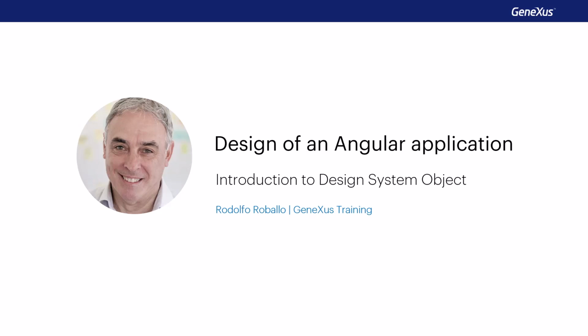In previous videos, we mentioned an enhancement included in GeneXus called Design System Object, which is an evolution of Theme Object and classes. This video shows how to use the object in design definitions for your app.